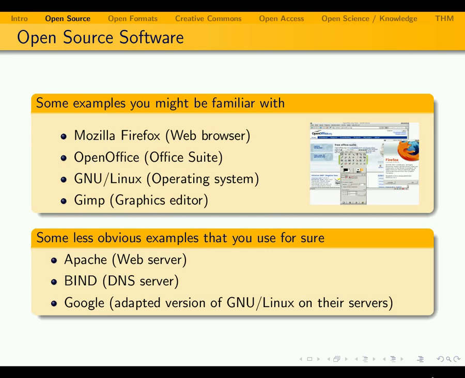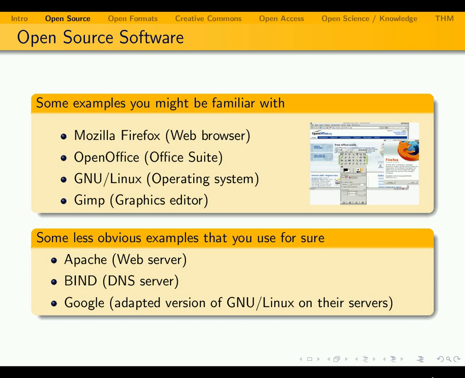Well, there are other examples that are less obvious, but you have used them for sure. Around 50% of the websites are hosted on the open source web server Apache. So when you're browsing through the web, you get the pages from it. If your browser asks for the IP address of a web server belonging to a URL, a web address, Bind will give you the answer to this question. It is the de facto standard for DNS servers, and it is open source.